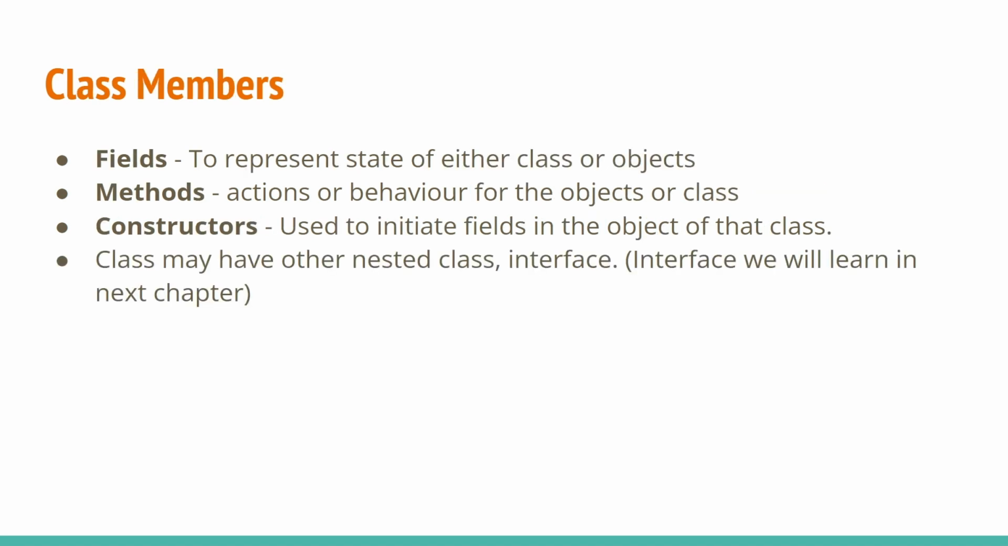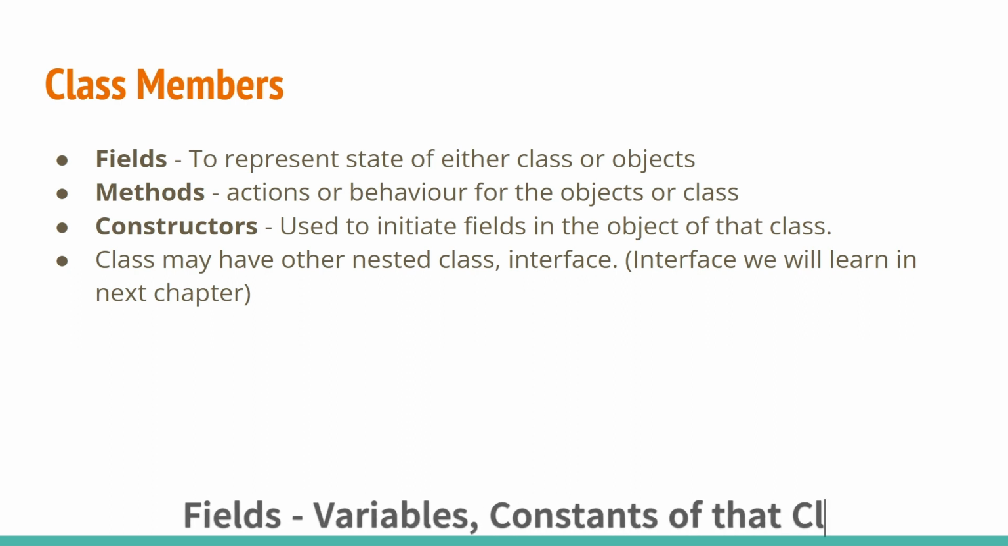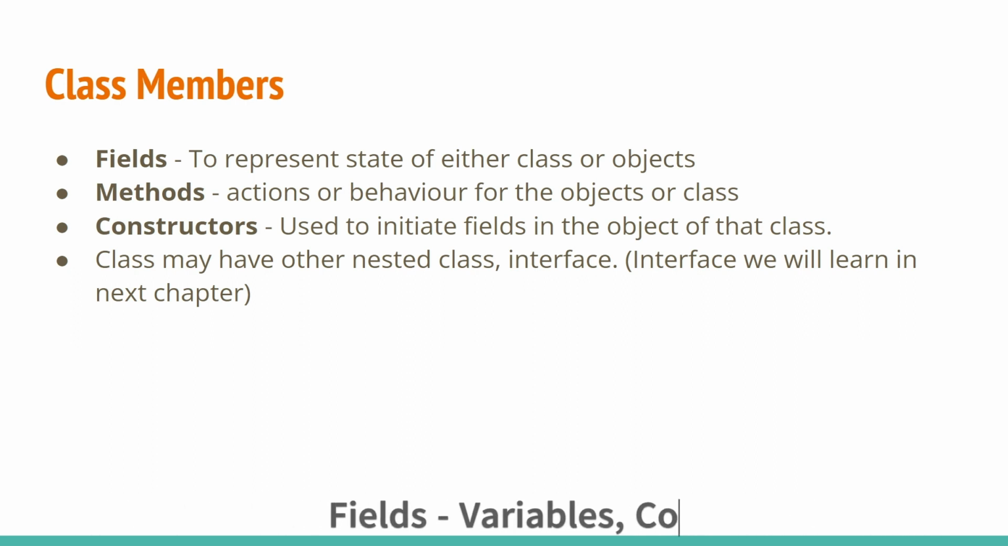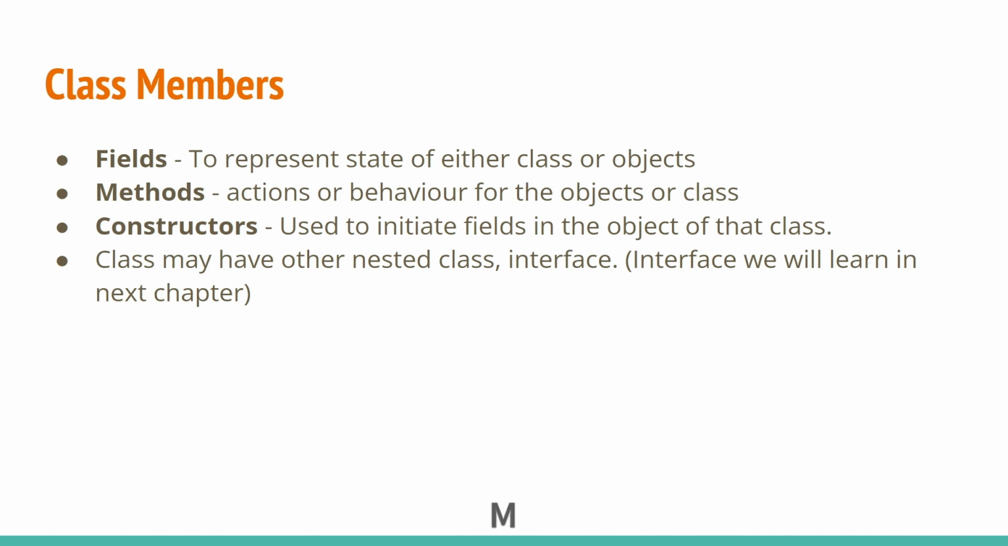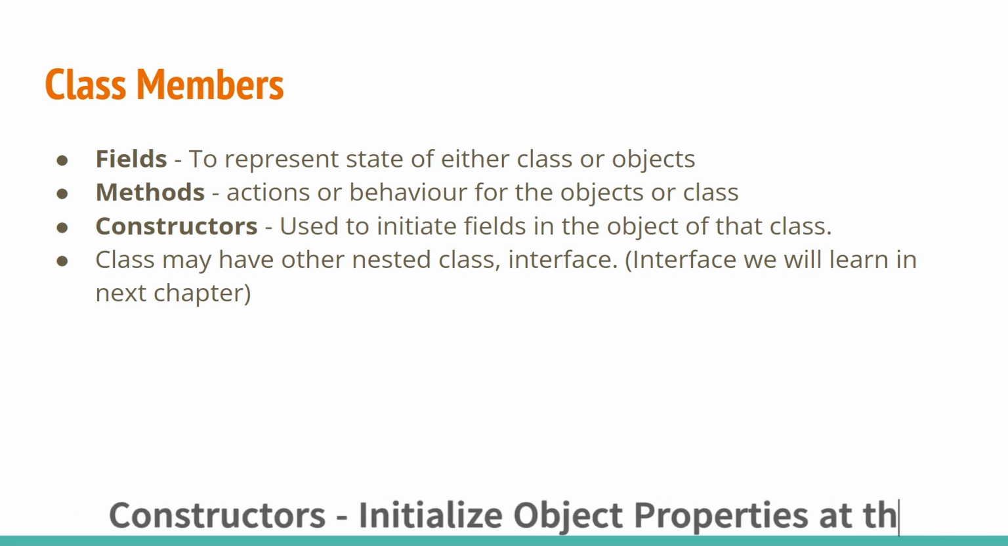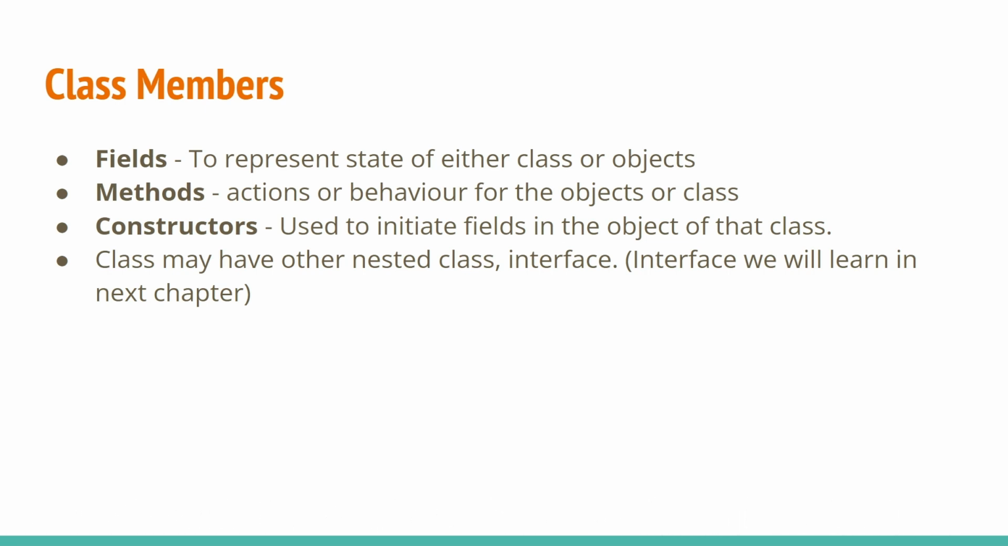So similarly, classes contain the below members. In classes, we have fields to represent the state or characteristic of either the class or object. Methods, which are actions or behavior for the objects, or it could be for the class. Constructors, these are used to initialize the object properties or fields of that class. Classes may have nested classes or interfaces. So let's create our first class and use its properties in the IntelliJ editor.